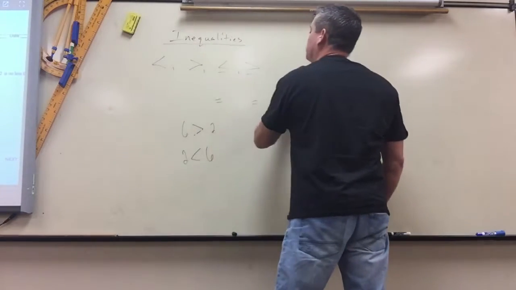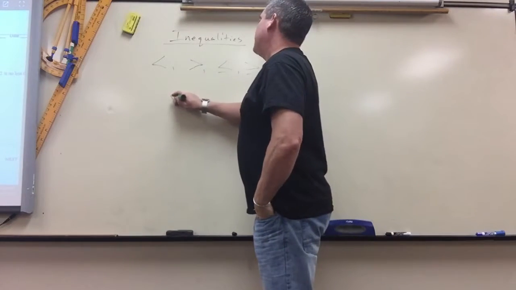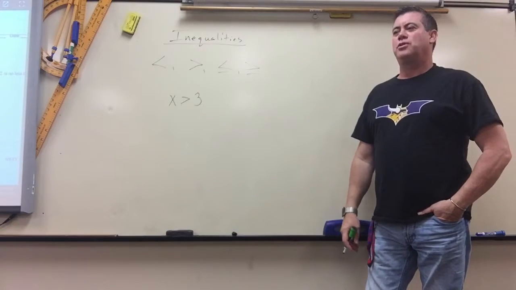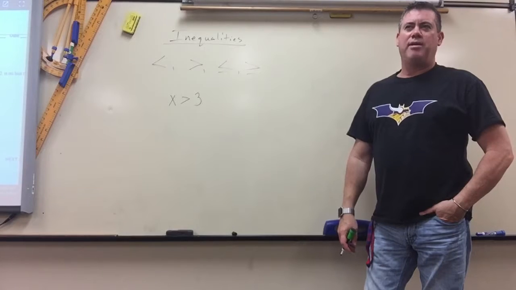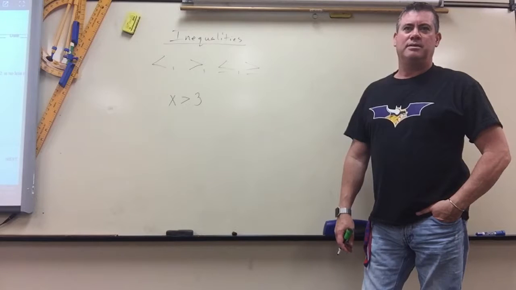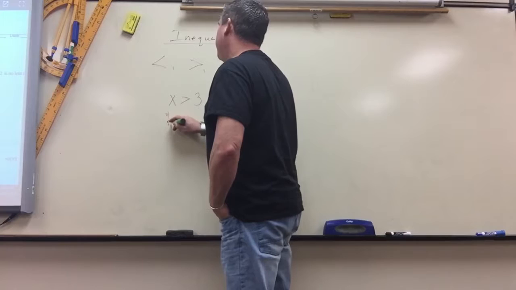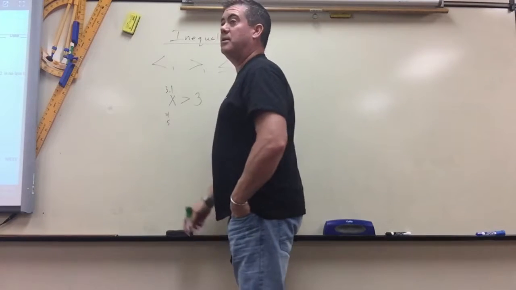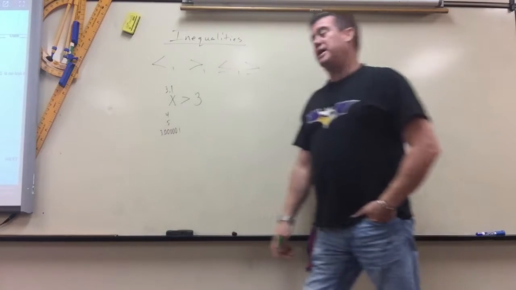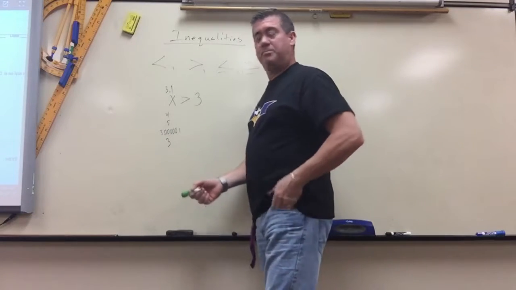Now, when we get into graphing these, if x is greater than 3, that means any number greater than 3 works. I could put 4 in there, I could put 5 in there, I could put 3.1 in there, I could put 3.000001. It's still greater than 3. I cannot put 3 in because 3 is not greater than 3, right?